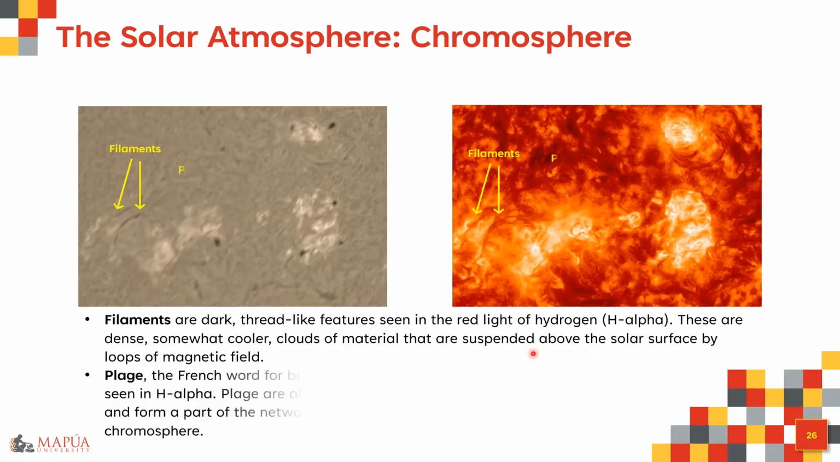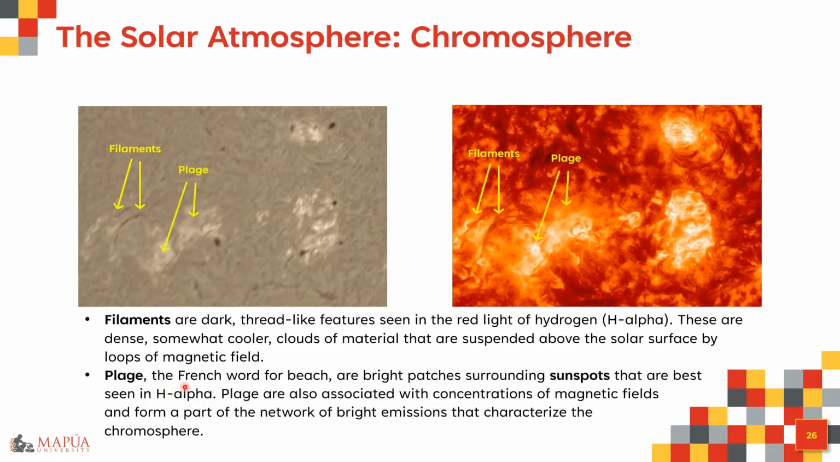So aside from filaments, we can observe some plages. It's a French word for beach because it looks like a beach. Okay, these are bright patches surrounding sunspots. So if there are plages, most likely this is near relatively active regions. So usually they can be seen near sunspots. They are best seen in the H alpha filter, but you can actually see them in this region as well. Okay, so plages are associated with concentrations of magnetic fields and form a part of the network of bright emissions that characterize the chromosphere. So this is looking at the surface of the sun.